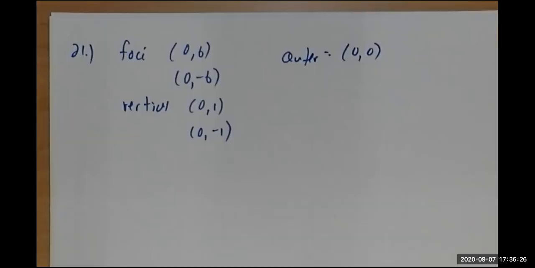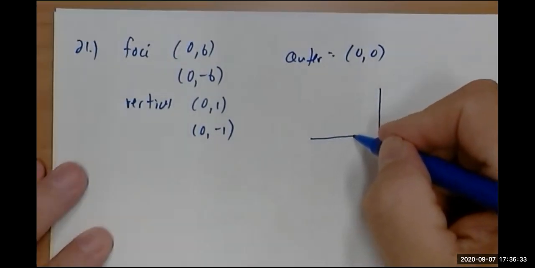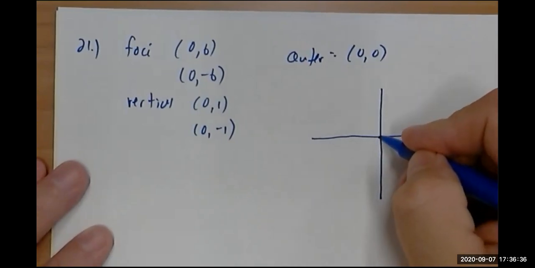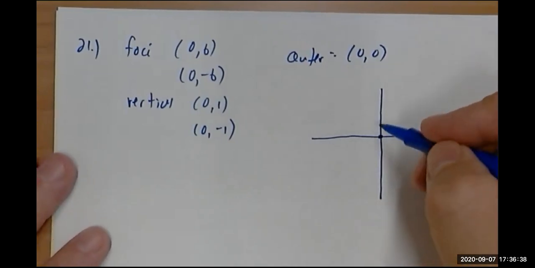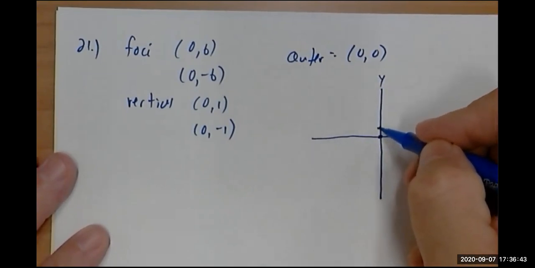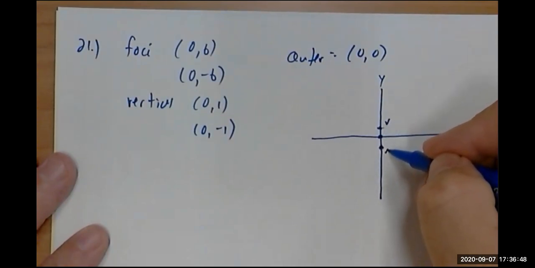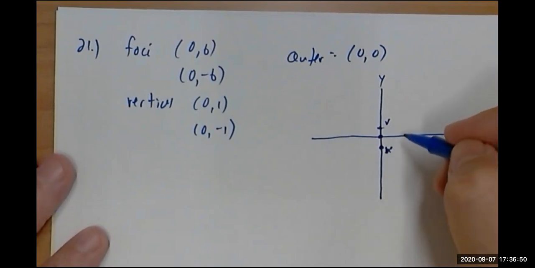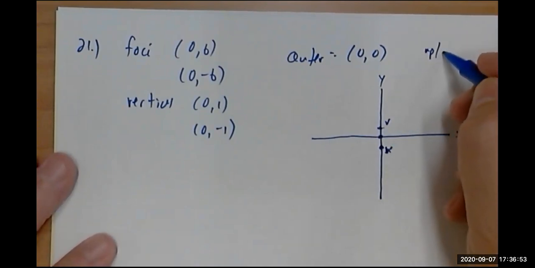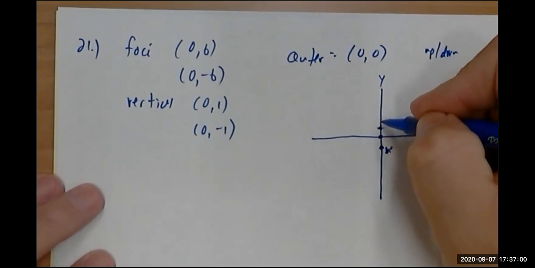All right. So like always, just to keep things straight so I don't get disorientated, I'll graph this stuff and see what we got here. Here's the center. So the vertices, 0, 1, 0, -1. So that means obviously it's going to be an up or down hyperbola.